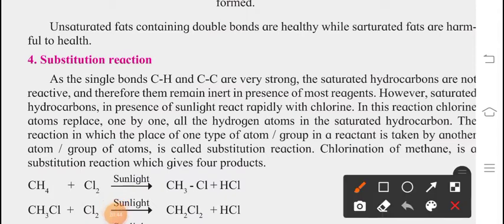So here one statement is very important. Unsaturated fats contain double bonds and they are healthy, while saturated fats are harmful to health.